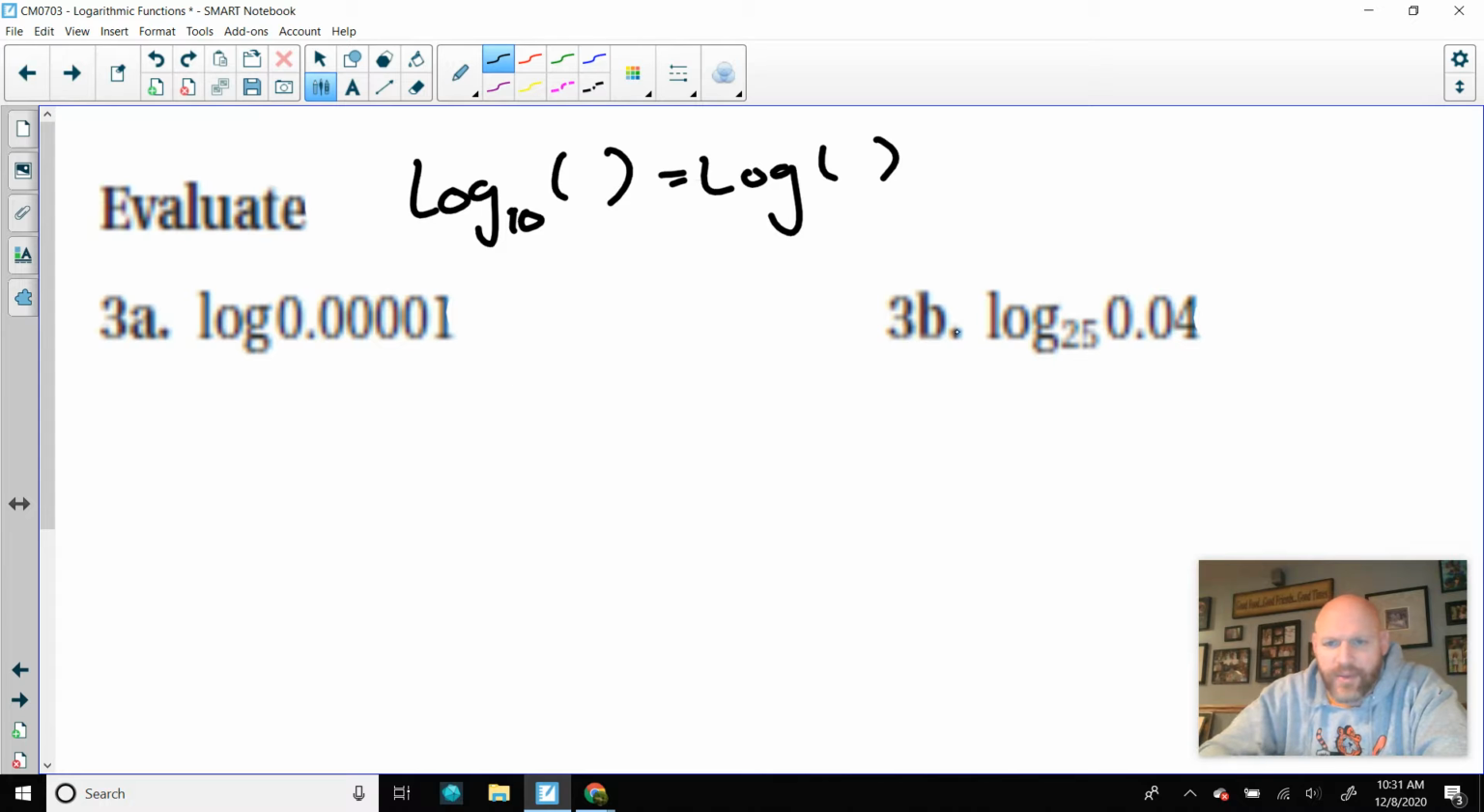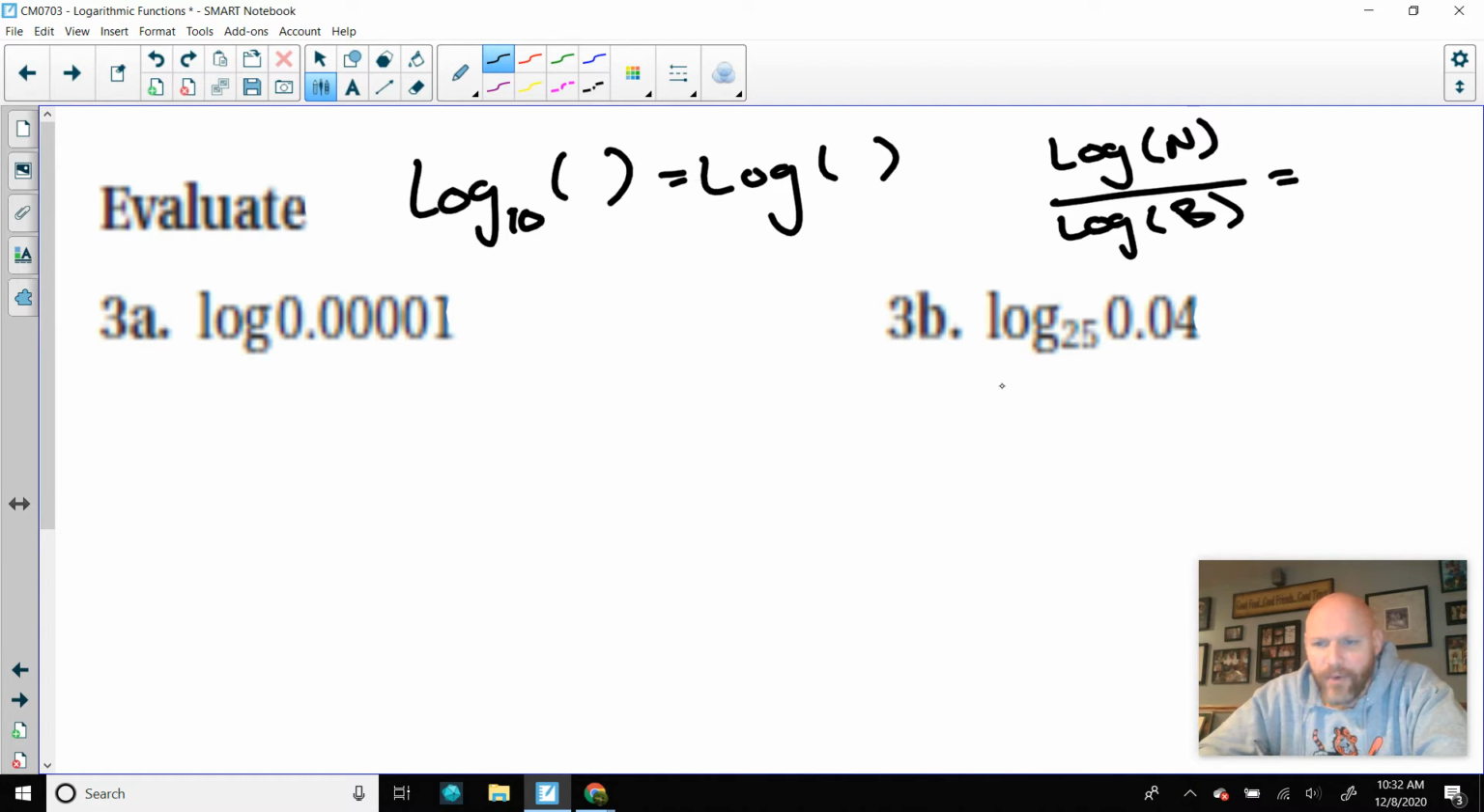The other thing is, when we do this problem, you can't type a base into a normal calculator. They don't have it set up that way. So the cheat code for that is we're going to do a log and put the number on top and a log with the base on the bottom, and that will be how we cheat that one and do that answer. It works out pretty nice that way. So that's how you evaluate logs.